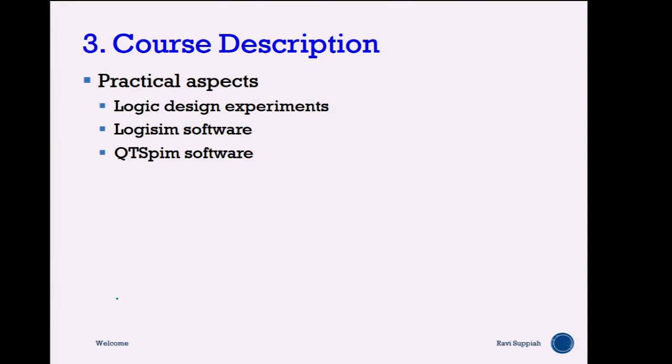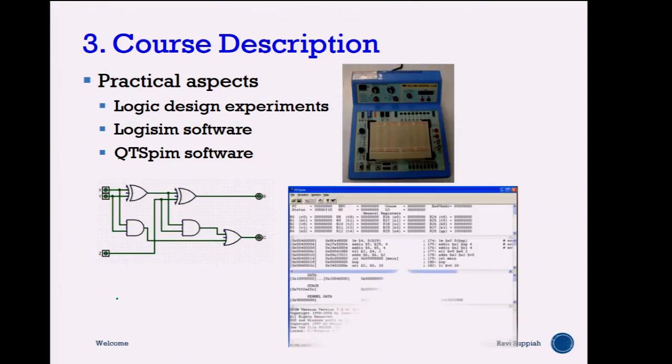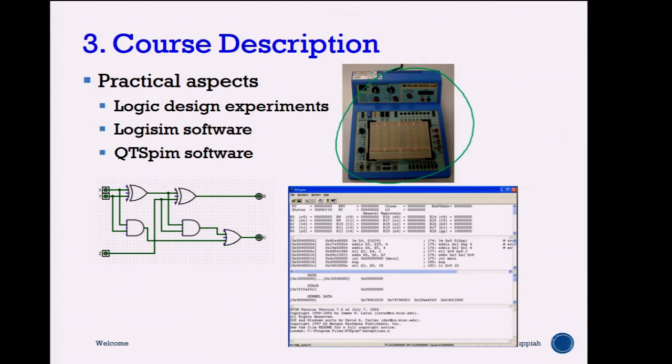So in terms of the lab, what will you do? You will have a mix of hardware and software-related lab experiments. We have a logic trainer board here. On this, you will actually build some simple circuits. Don't worry, nobody will get electrocuted. This is all DC voltage, 5 volts. You touch it, nothing happens.